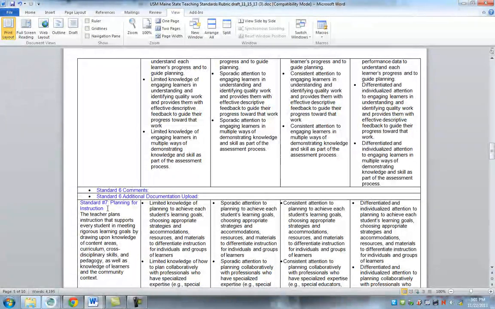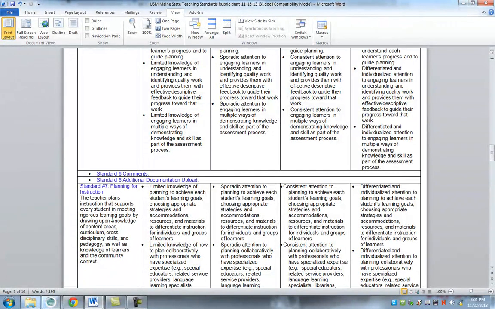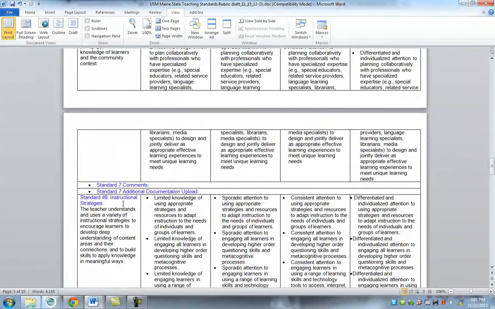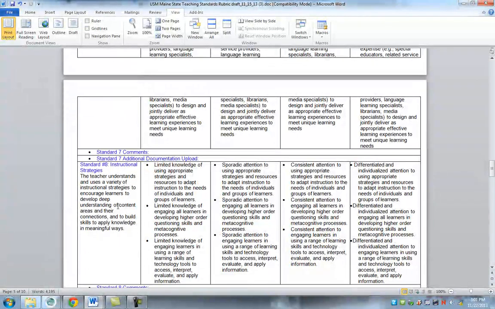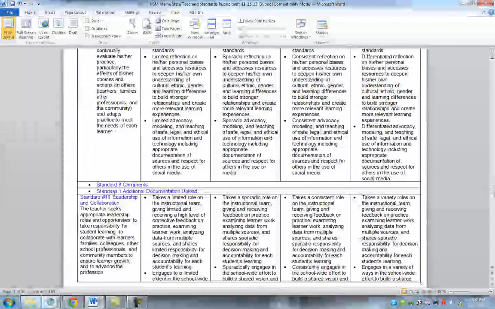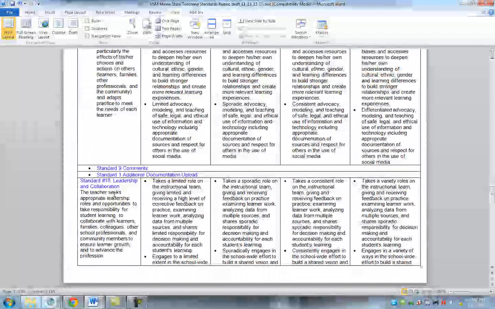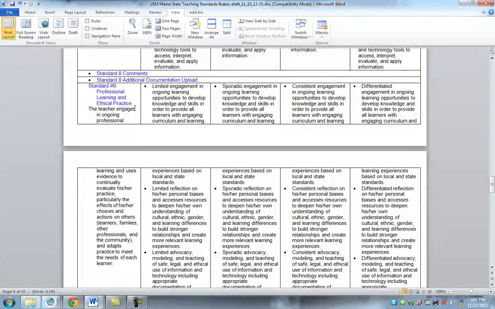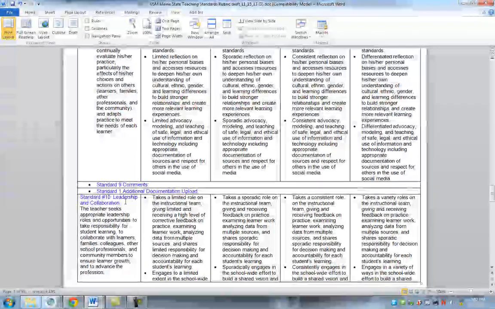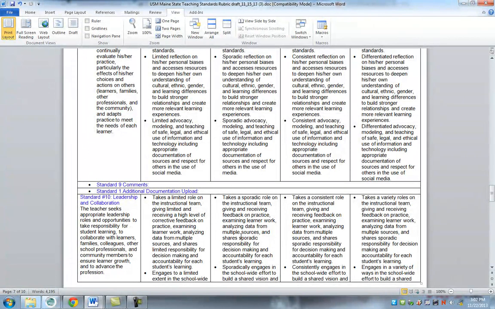Standard 7 is planning for instruction. You're writing units, writing lesson plans, and so on. So how do you do this? And then standard 8 is instructional strategies. That's the pedagogy. What do you do in the classroom? And then standard 9 is right here. Standard 9 is professional learning and ethical practice. And standard 10 is leadership and collaboration. How you work with your mentor teacher, how do you work with the principal.